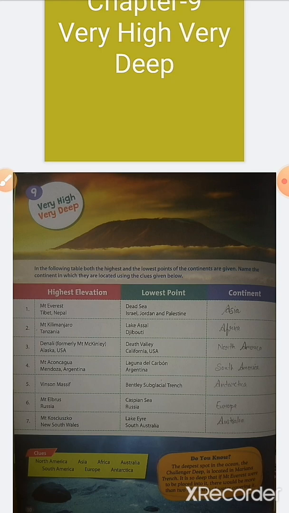Mount Aconcagua, Mendoza, Argentina. It is the highest mountain in the America and the highest outside of Asia.